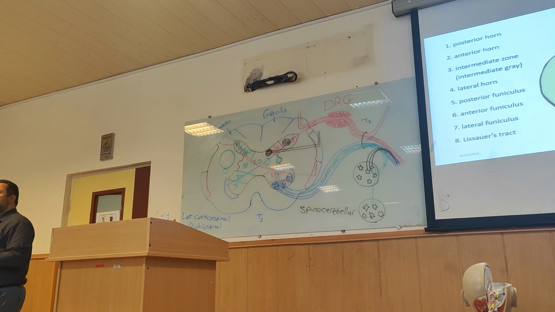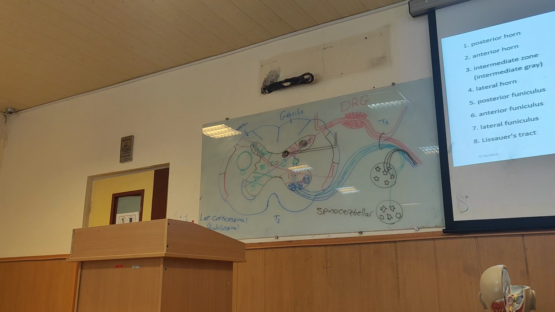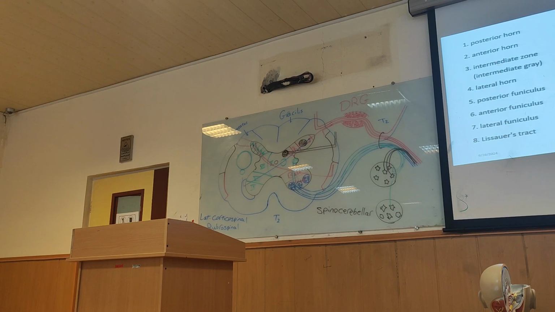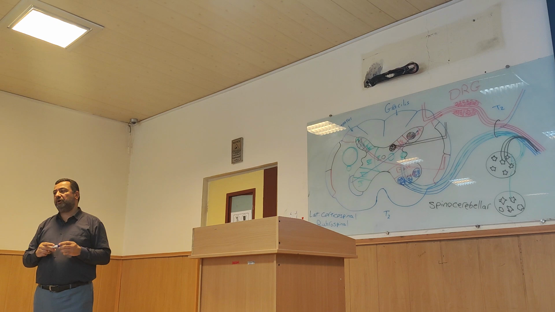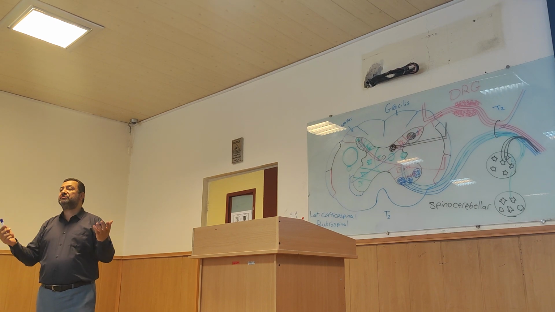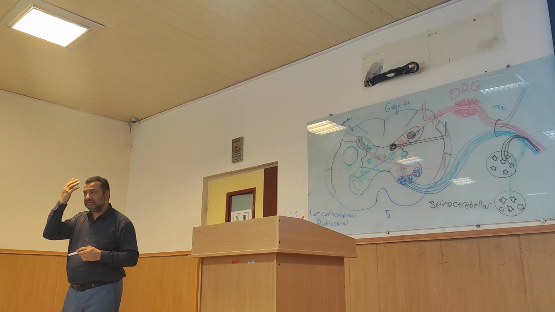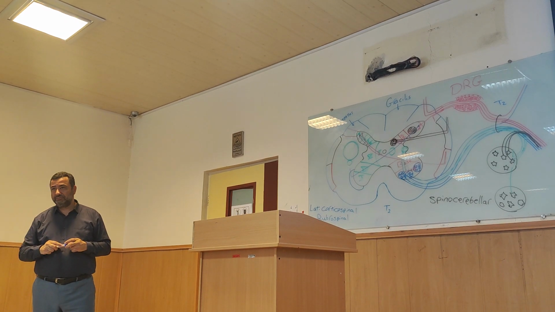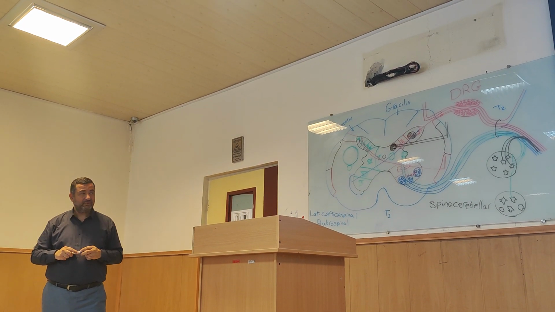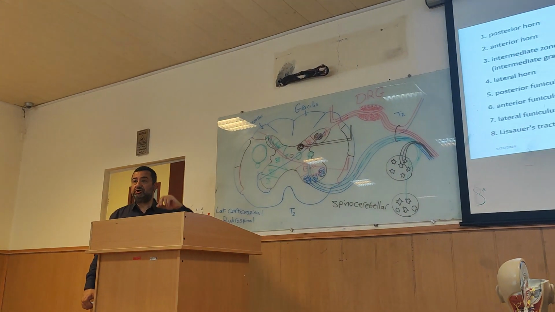When I tell you rubrospinal, you know the origin: this tract is from the red nucleus of the midbrain, and the final part or terminal part is the spinal cord. When I tell you corticospinal tract, the origin of this tract is from the cortex, and the ending part is the spinal cord. Is it clear? These two tracts, lateral corticospinal tract and rubrospinal tract, are descending tracts.